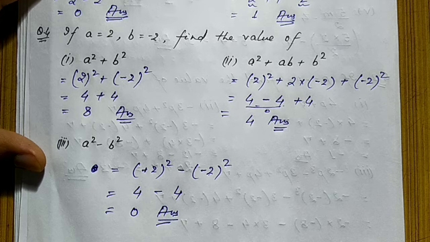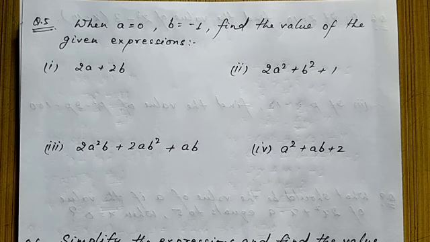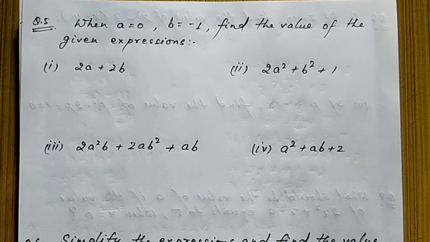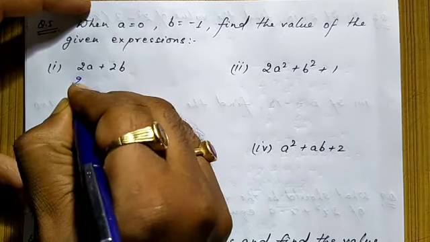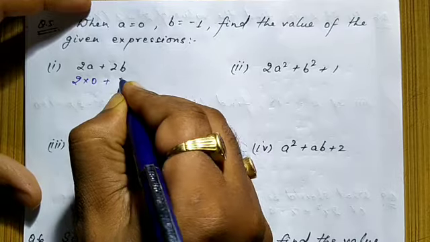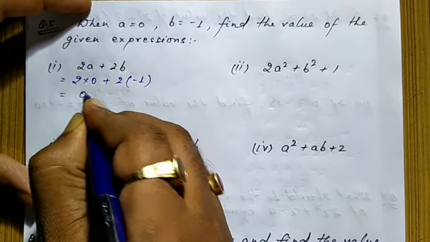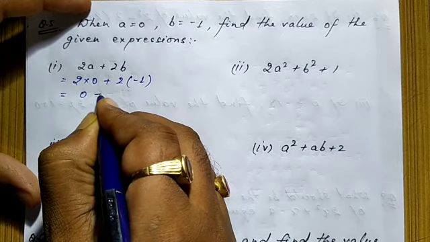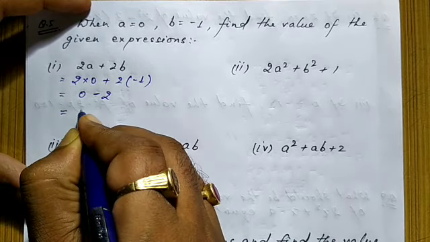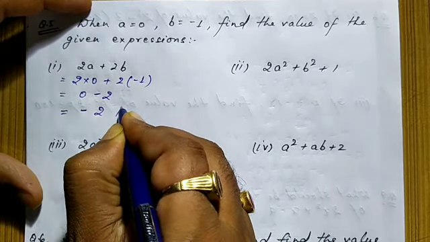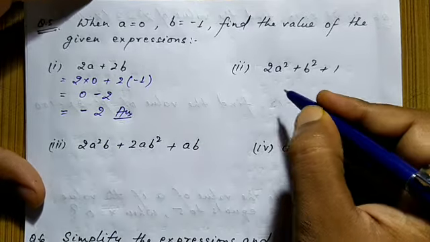Now come to the next question, question number 5. So the question number 5 is, when a is equal to 0 and b is equal to minus 1, find the value of the given expression. Means only you have to put the value of a and b. Okay, and what is a? A is 0 and b is minus 1. Okay, 2 into 0, 0, plus 2 into minus 1, this will become minus 2, 0 minus 2, that will become minus 2. Okay, so the answer is minus 2.